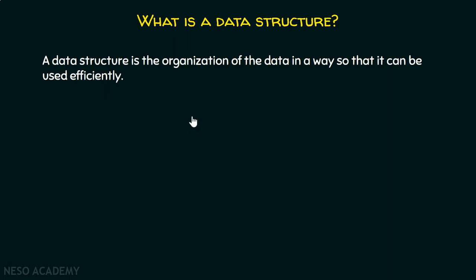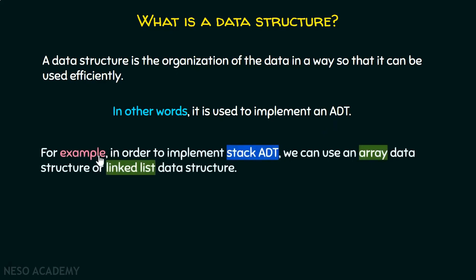From the previous lecture, we got this information that a stack ADT is implemented using arrays or linked lists. From that particular text, we get this information that a data structure is used to implement an ADT. Isn't that so? We know from this example that in order to implement stack ADT, we can use an array data structure or linked list data structure. Any of these data structures we can use to implement this ADT. So basically we can say that a data structure is used to implement an ADT.